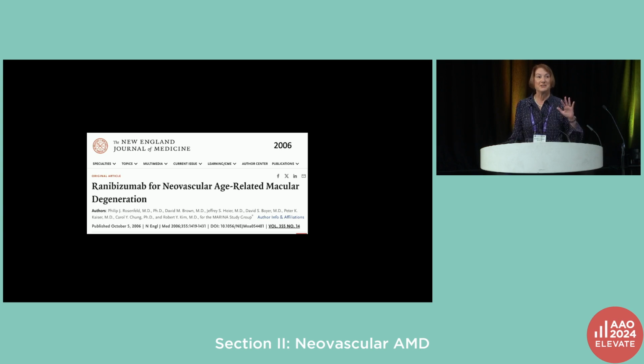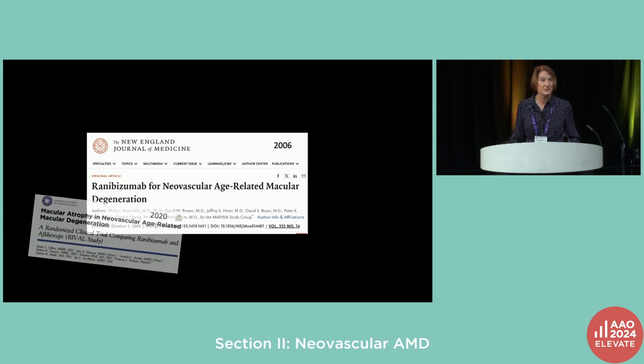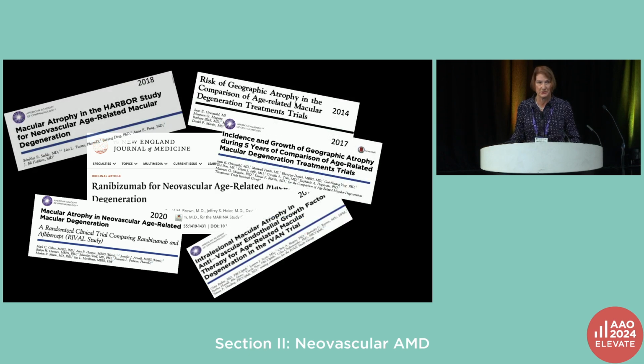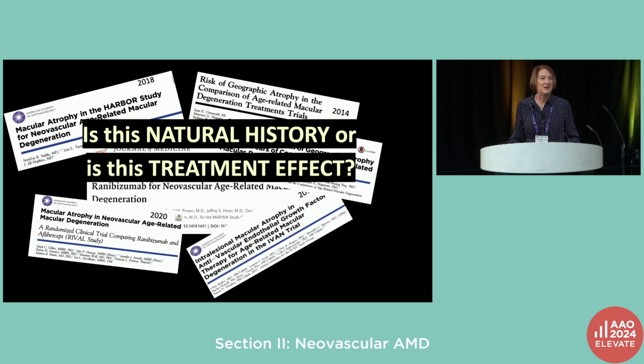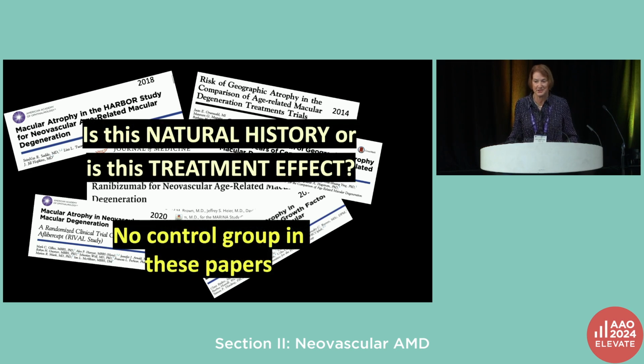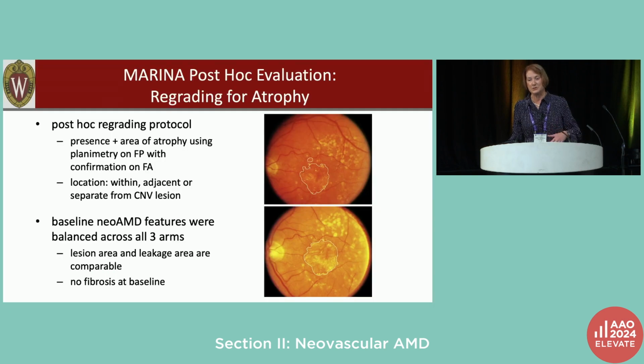It was about 8 years later that we started to hear about atrophy. And these were some great publications highlighting atrophy in CATT, 2 years and 5 years, in IVAN, in the HARBOR, and in the RIVAL trials. But these publications were missing something. The question about, is this atrophy natural history, or is the atrophy a treatment effect, could not be answered in these papers because there's no control group. So I'm going to get back to MARINA.